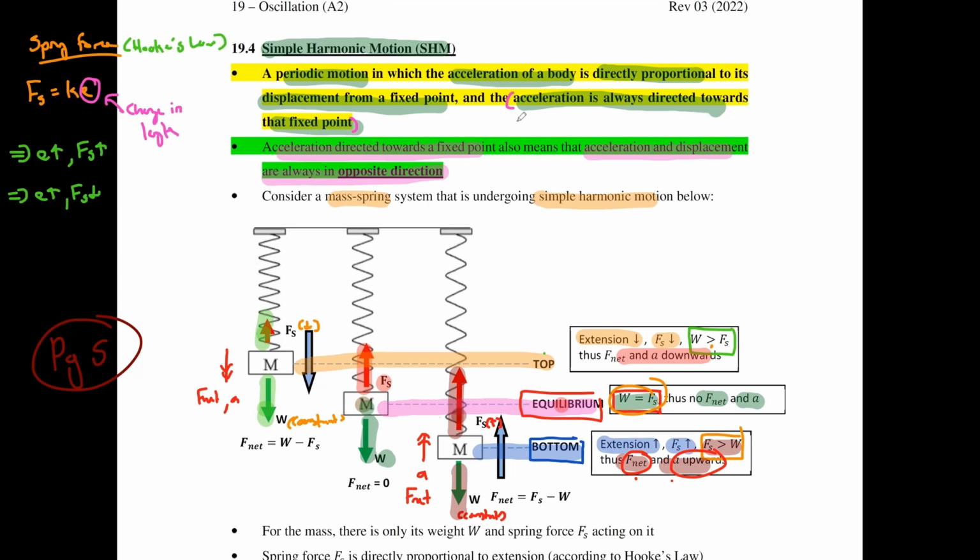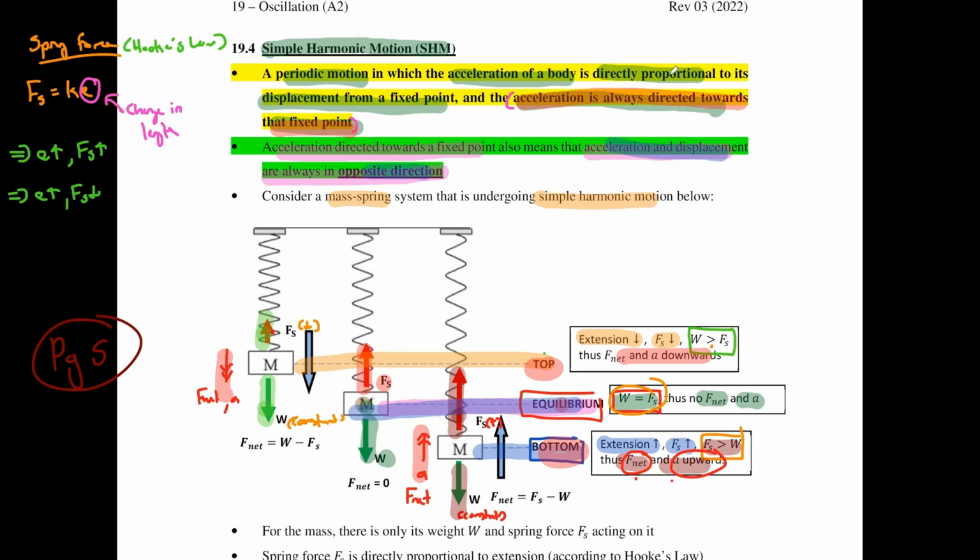Okay, so if you recall what I mentioned to you about acceleration is always directed towards a fixed point for simple harmonic motion, you look at the bottom position, your acceleration is directed upwards. You look at the top position, your acceleration is directed downwards. It's being directed towards the equilibrium position. This is actually your fixed point. Okay. Now for the part where we tell you that acceleration being directed towards a fixed point also means that acceleration and displacement are in opposite direction.